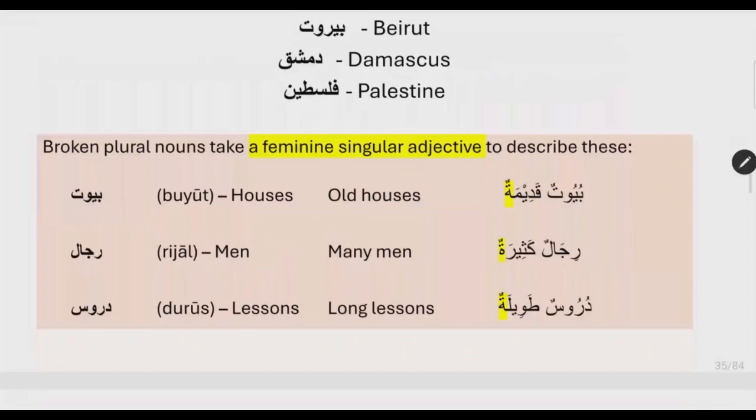And then the other rule here, I showed you this, where you have a broken plural. This must take a feminine singular adjective. Here, even though this is male human beings, you notice you have a feminine singular adjective because this is a broken plural. And here is also a broken plural. This is feminine singular.